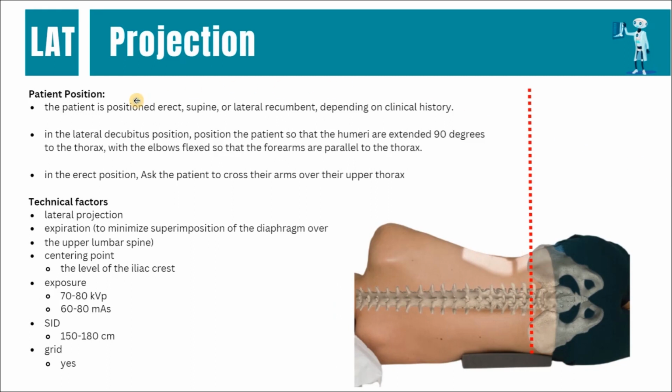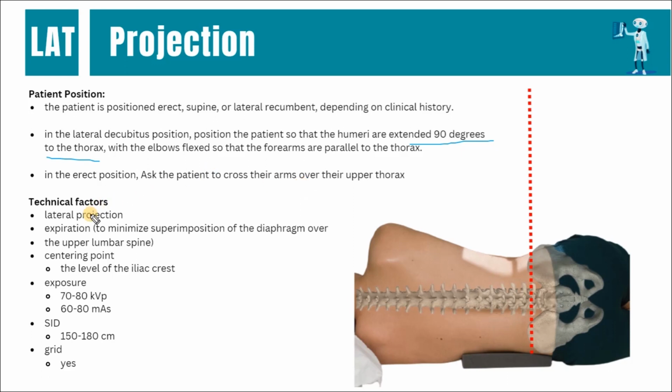So regarding the positioning, the patient is positioned erect, supine, or lateral recumbent, depending on clinical history. In the lateral decubitus position, position the patient so that the arms are extended 90 degrees to the thorax with the elbows flexed so that the forearms are parallel to the thorax. In the erect position, ask the patient to cross their arms over their upper thorax. I normally ask the patient to cross their arms and to hold the shoulder.